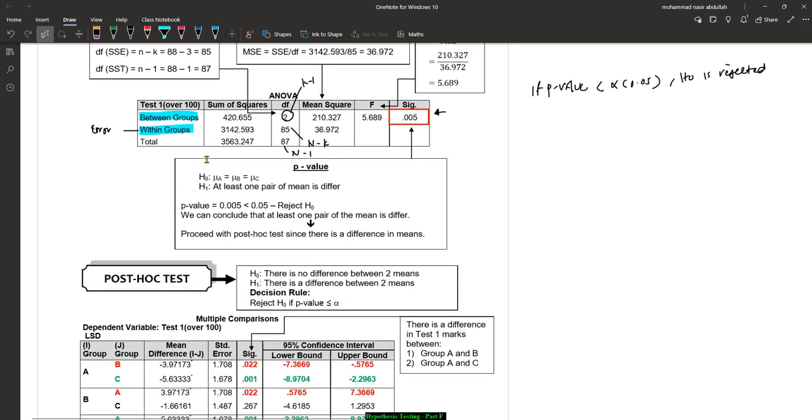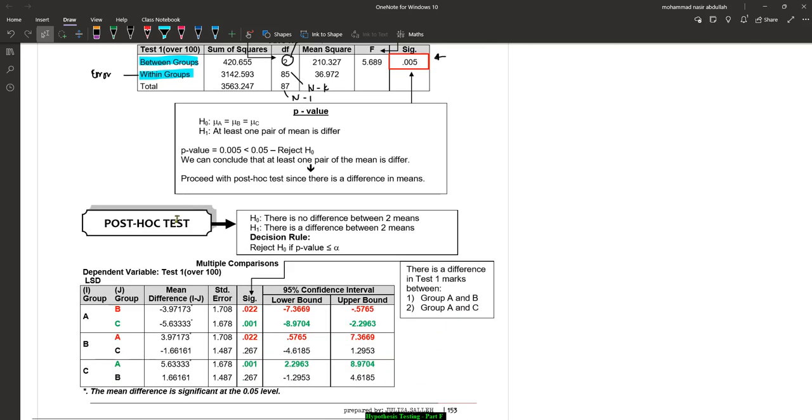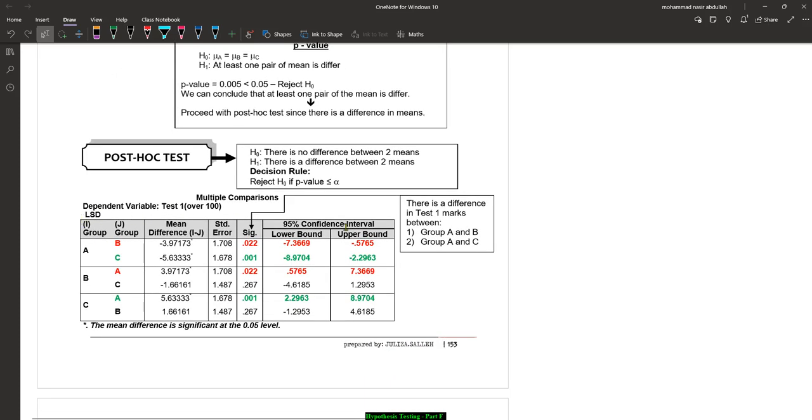So we need to do a post hoc test. In SPSS, they will give you a post hoc test. So if you are using a Tukey test, they akan bagi tahu Tukey test lah. If you are using Bonferroni, they will tell you Bonferroni. So this is the post hoc test. So dia akan bagi tahu dekat sini lah, the test apa yang dia guna.